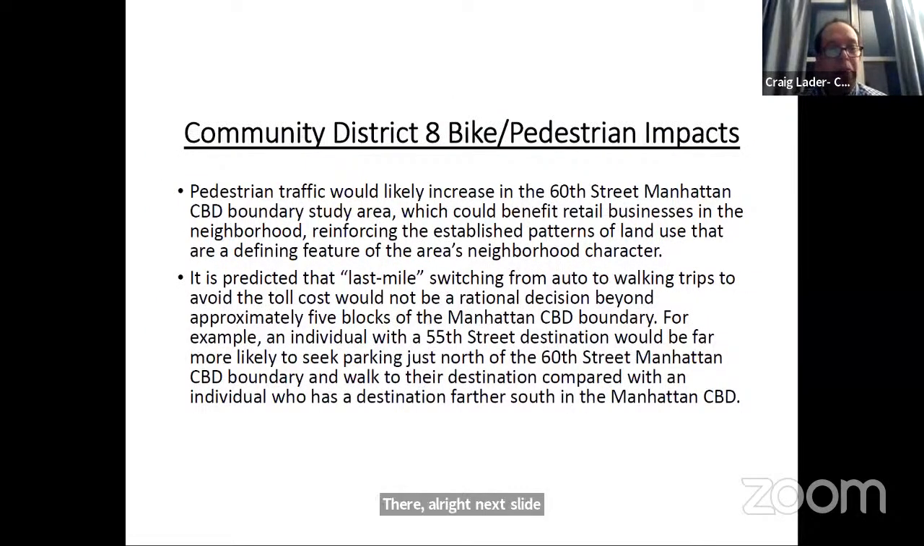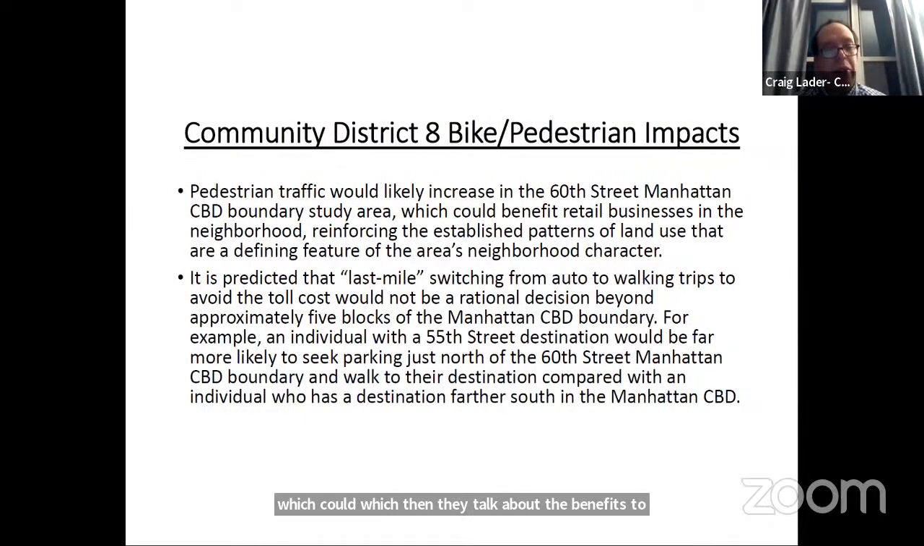All right, bike and pedestrian impacts. So pedestrian traffic would likely increase in the boundary zone area, which then they talk about the benefits to retail businesses and such.